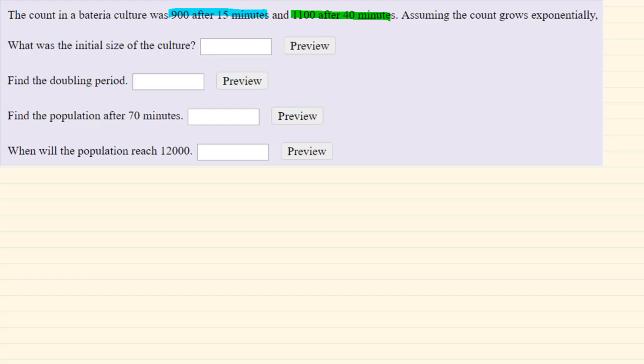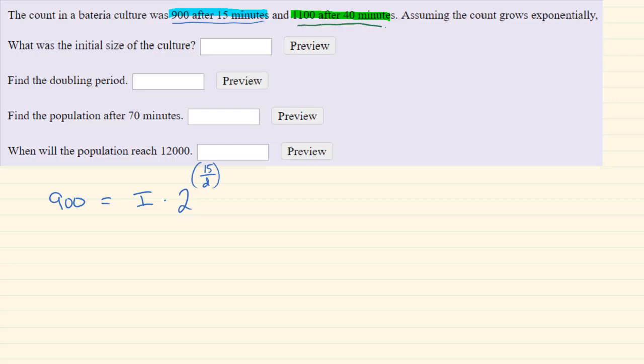And so in the blue, we're going to write an equation for the blue information, or the first part. So we're going to say that 900, that's the final population, equals an initial population, which we don't know, times 2 to the 15 divided by d power. 15 is the number of minutes, d is the doubling time. You would divide 15 by d to figure out how many doublings occur in that 15 minutes. So this is the equation for the first part of the problem. And notice that there are two variables, and so we can't solve it.